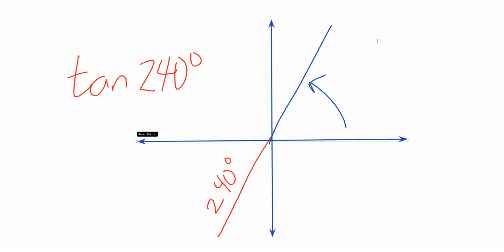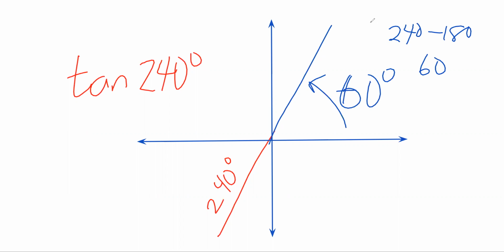Anyway, make sure you realize this reference angle, and you should be drawing this every time without too much fail. This reference angle is going to be 240 subtract 180 for a total of 60. So this is going to be 60 degrees. And what you're going to realize about tangent is that because tangent is positive in quadrant 3, tangent 240 is actually equal to tangent 60.